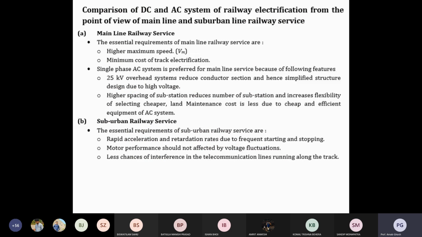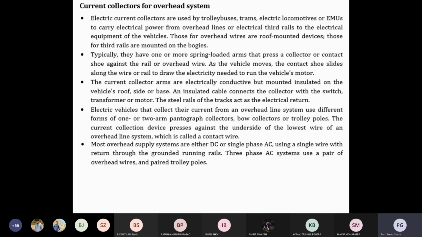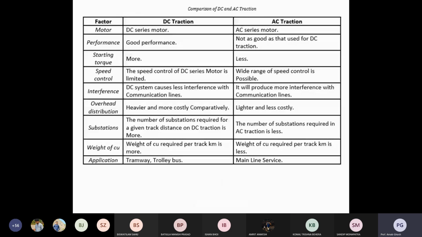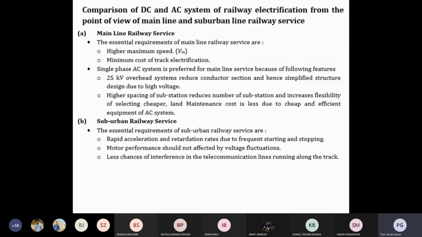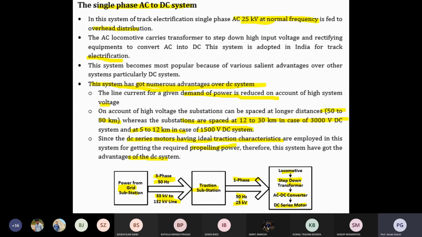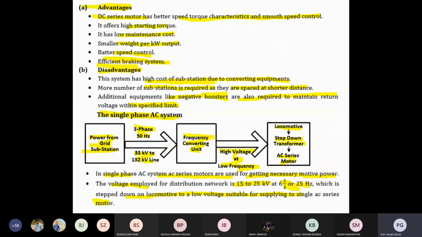Okay, so some comparisons are there. That portion I will discuss in my next class. Actually time is less, so that comparison portion I will discuss in my next class. I hope you are able to understand.